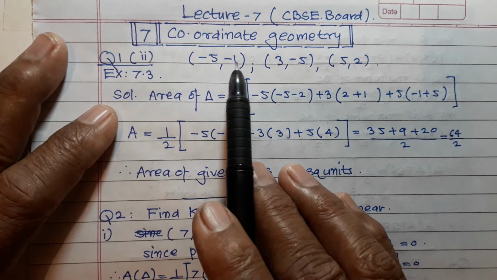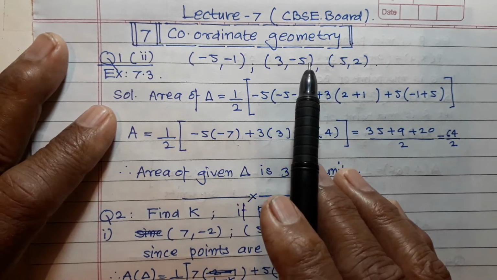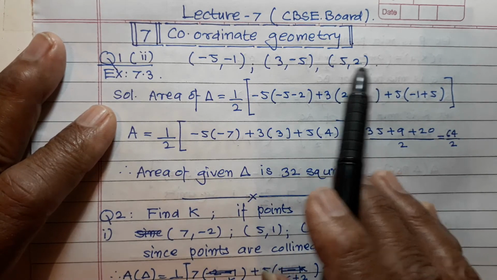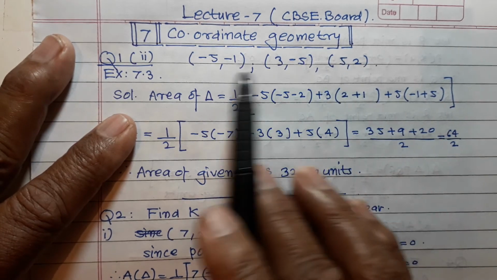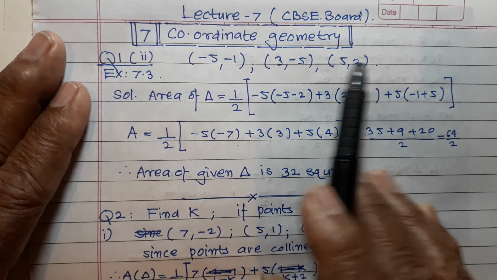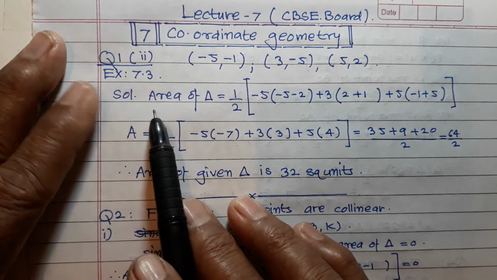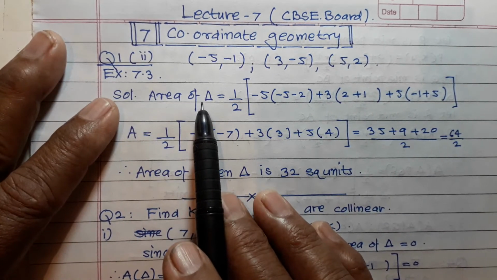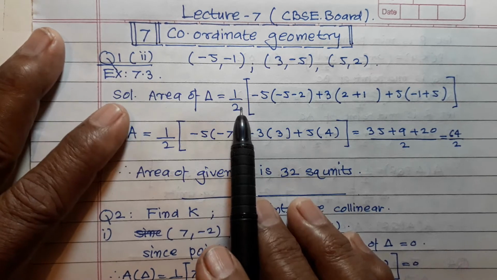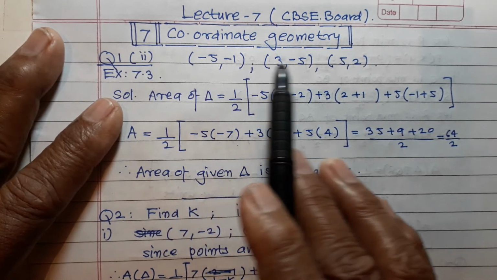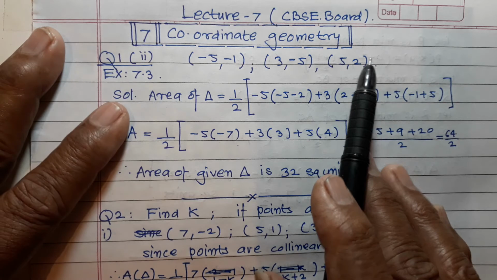Minus 5, minus 1, 3, minus 5, 5, 2. These are the vertices of a triangle. Find the area of the triangle. Solution: the area of the triangle is equal to 1 upon 2. Now here I use the direct formula.